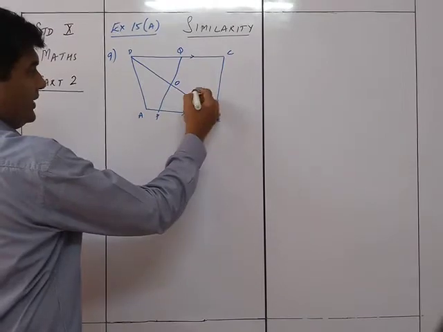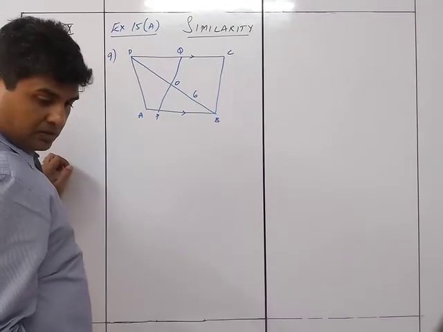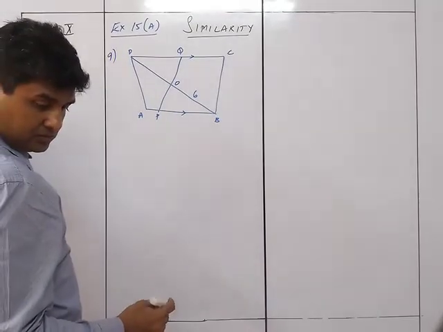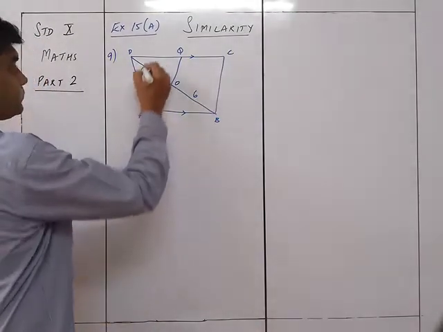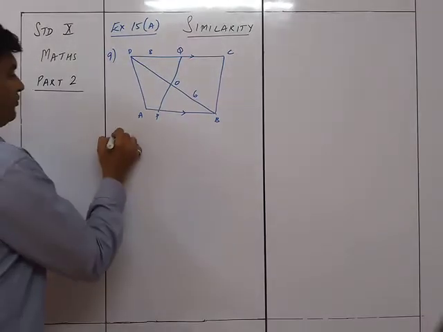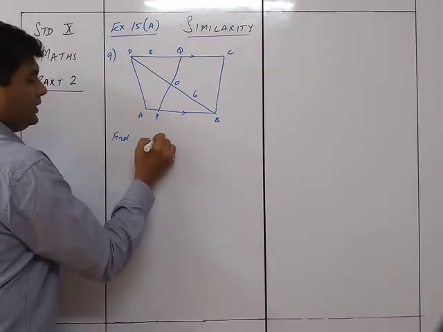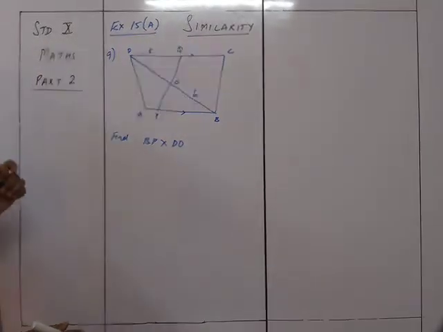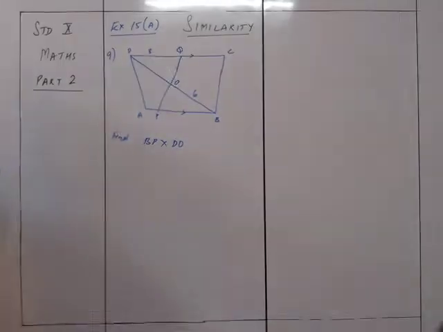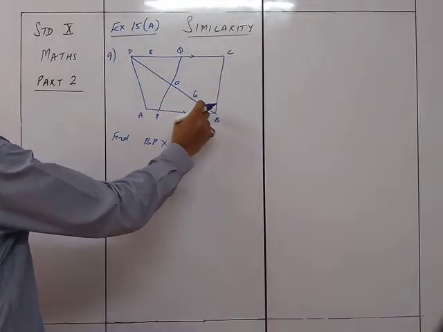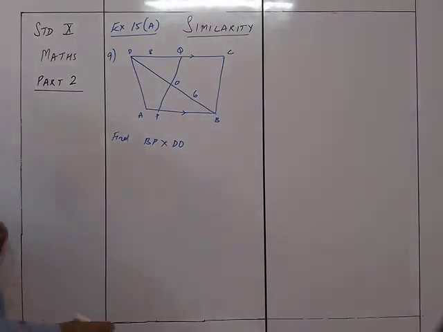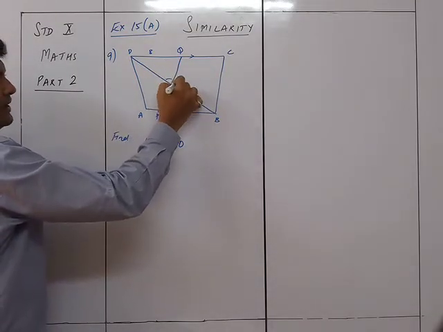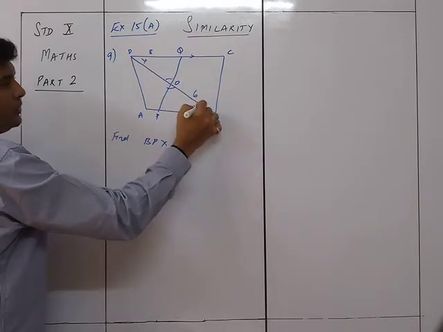BO is given to you as 6. DQ is given as 8. Find BP into DO. Okay. So yeah, we need to take these two triangles first, vertically opposite angles, and these are parallel lines, so this angle will be equal to this angle.